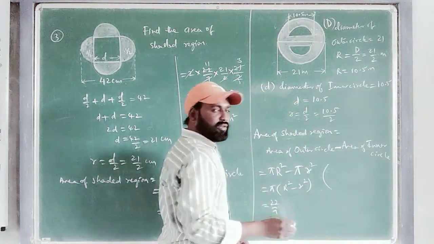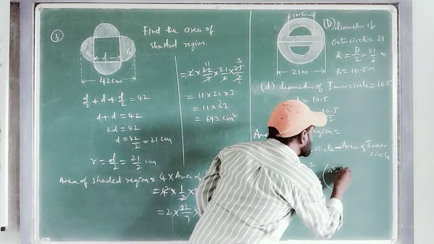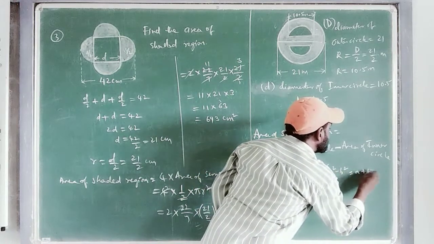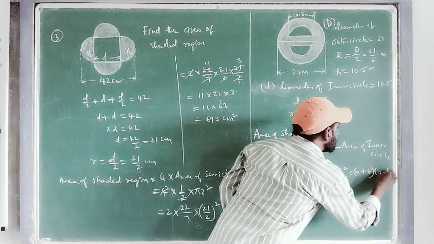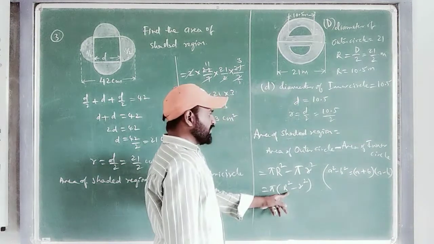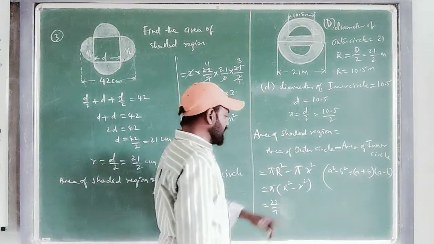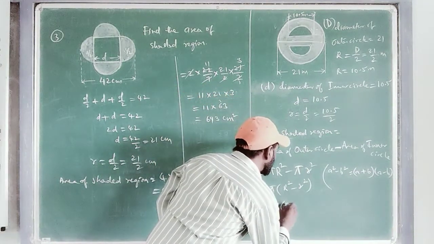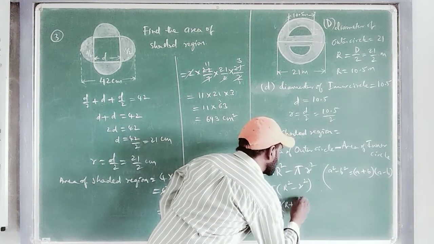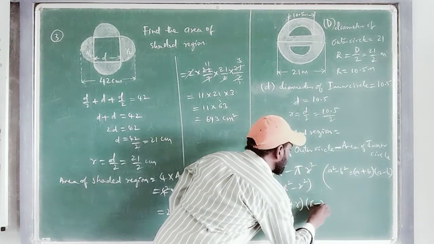Otherwise, we can use one more formula here. In algebra you have learned a square minus b square is equal to a plus b into a minus b. So here in the case of a and b, what is there? Capital R and small r. No? So capital R plus small r into capital R minus small r.